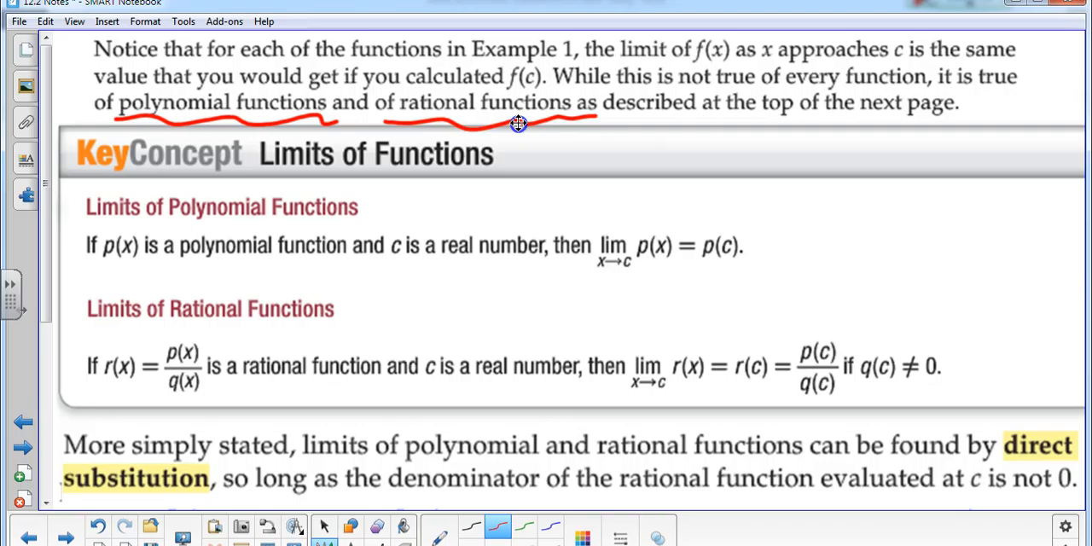So you can just plug in and find the limit. It says if you have a polynomial function and c is any real number, then the limit at c is what you get when you plug in c.